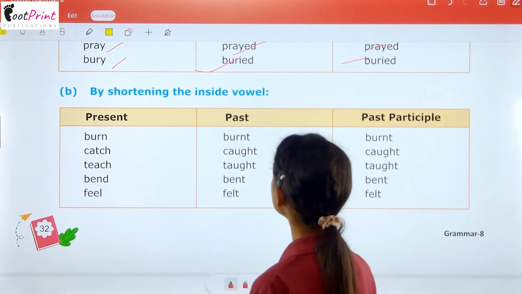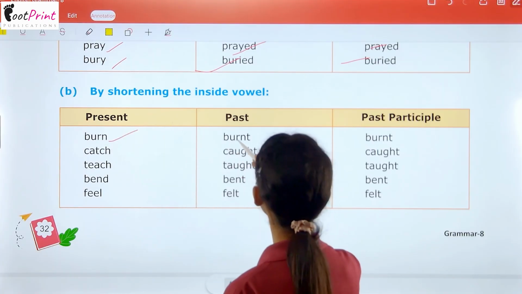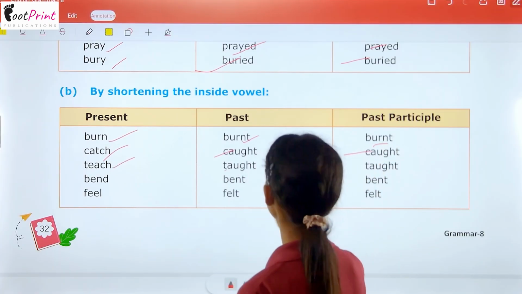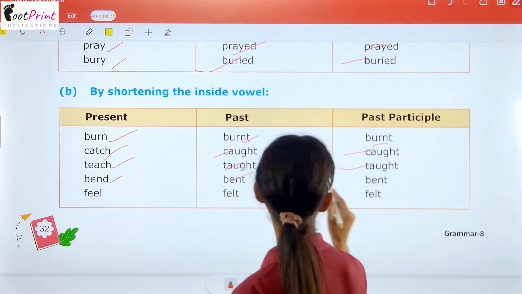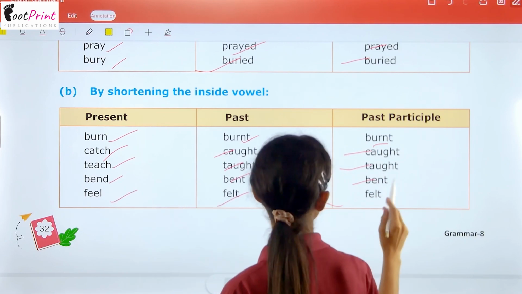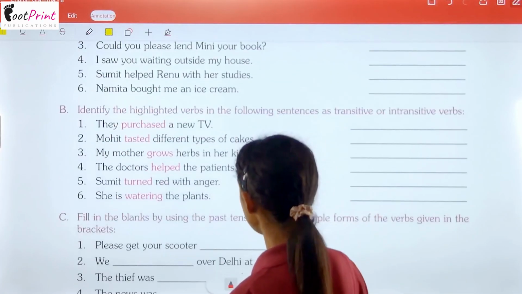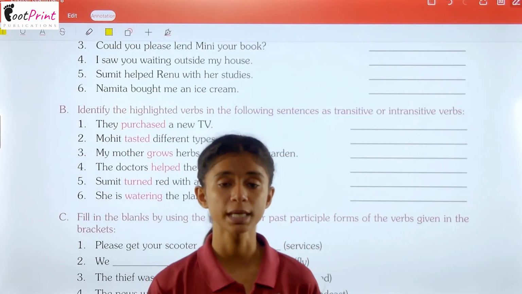Next is by shortening the inside vowel. Sometimes we shorten the inside vowel. Burn, burnt, burnt. Catch, caught, caught. Teach, taught, taught. Bend, bent, bent. Feel, felt, felt. Just like this, you have to conjugate your verbs and learn them.